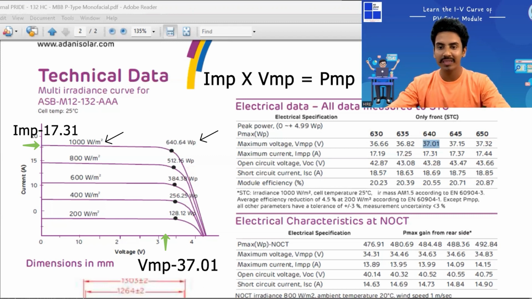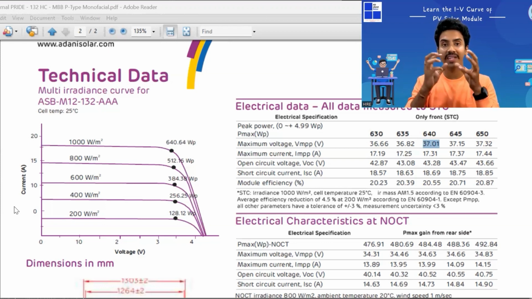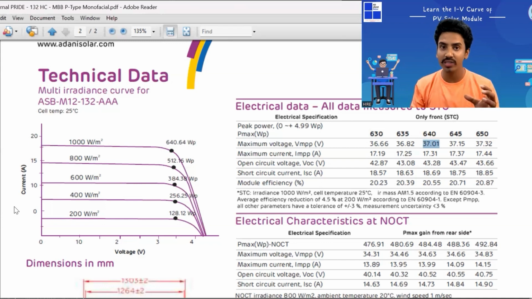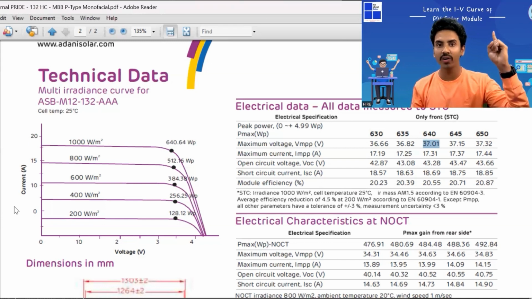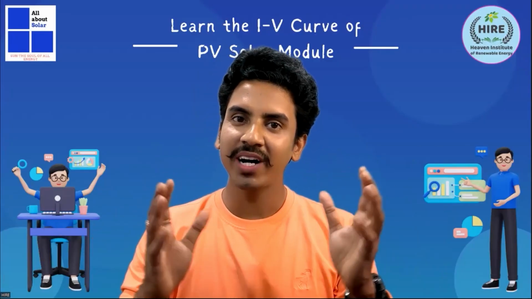Okay, so here if the IMP is maximum and VMP is maximum, then you will get the PMP at 1000 watt per meter square and at 25 degrees cell temperature as per the standard test condition. If you want to know about the standard test condition and NOCT condition, I already have a video on it, so please check out the card. So that's all about the IV curve understanding.